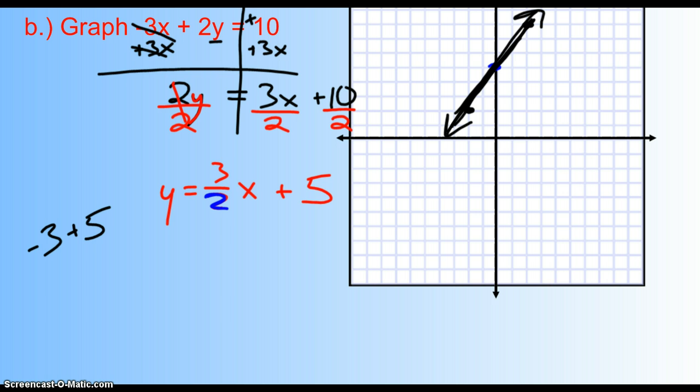If I were to put 1 in for x, I would get 3 halves, or that's 1.5 plus 5, which is 6.5. So over 1, up 6.5. So 1, 2, 3, 4, 5, 6, and 6.5 would be right there. So it'd still be on our line, it's just that we'd have to deal with the decimal if we did that. So those are the 2 examples I wanted us to check out today, and we'll continue with this tomorrow.